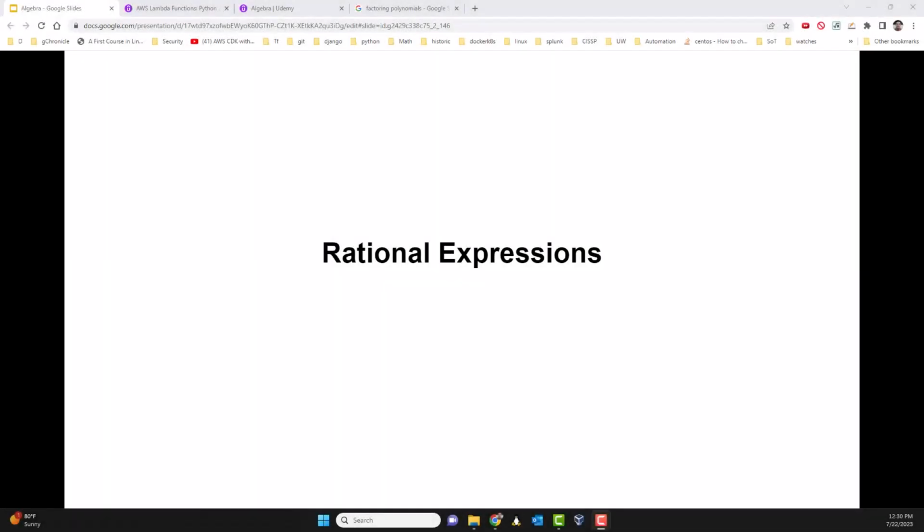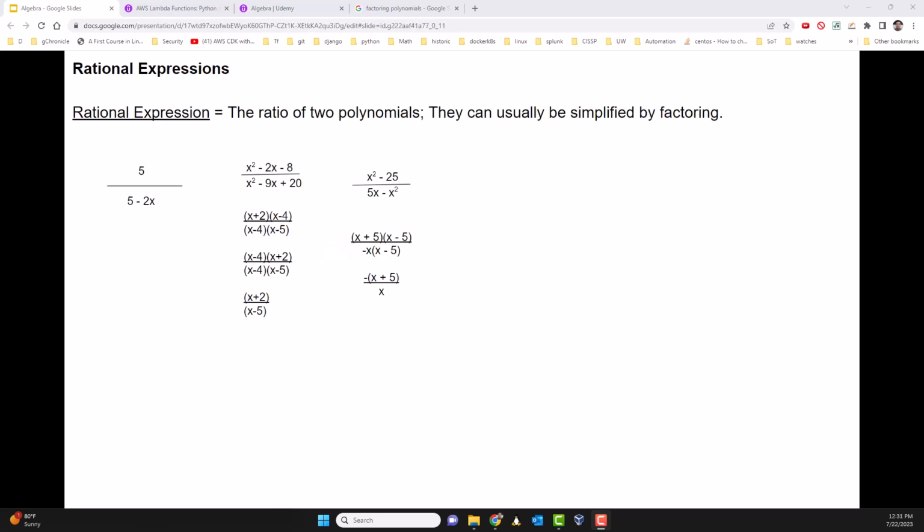Let's talk about rational expressions. When you see the term rational expression, think ratio. It'll help you memorize what they actually are. So let's talk about what they are. A rational expression is the ratio of two polynomials. They can usually be simplified by factoring, but not always.